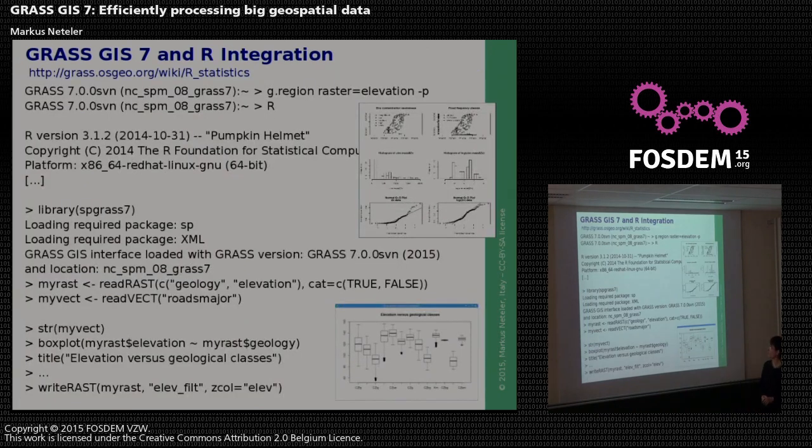Published only, I think, 24 hours ago, the spgrass7 extension for R. So you can now directly connect GRASS and R as before, but now with the new GRASS 7 version. I just made some plots, elevation versus geological classes. You get over your data into the R space, raster and vector are both supported, and you get out your box plot, and that's all. So like this, you can really do sophisticated statistics in no time.